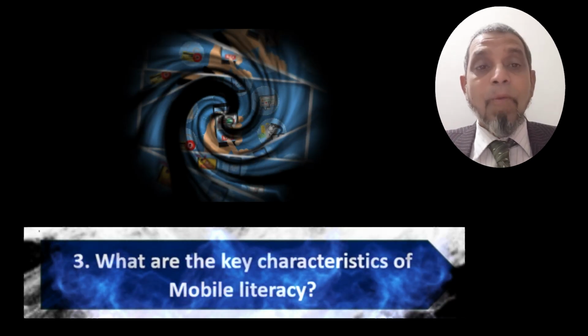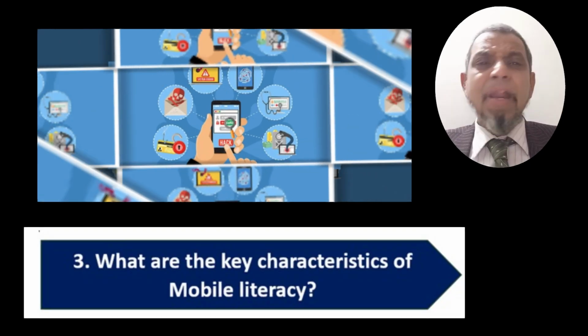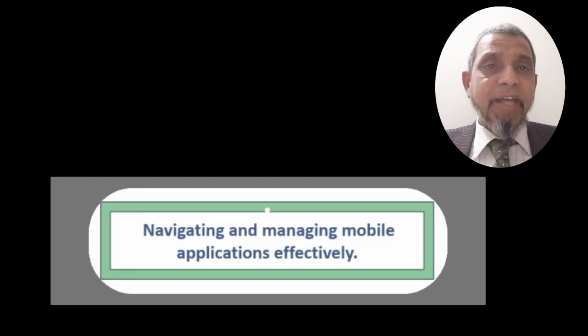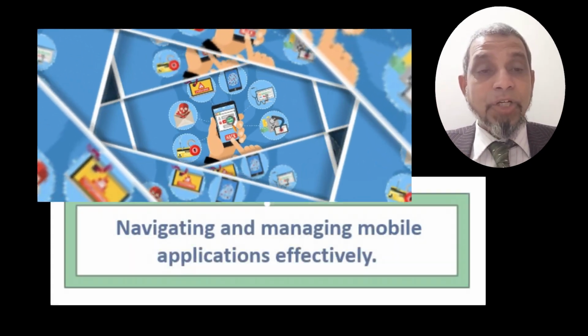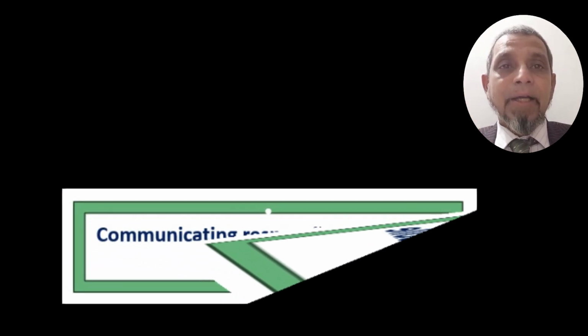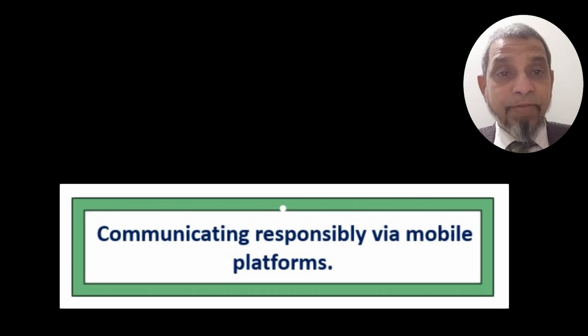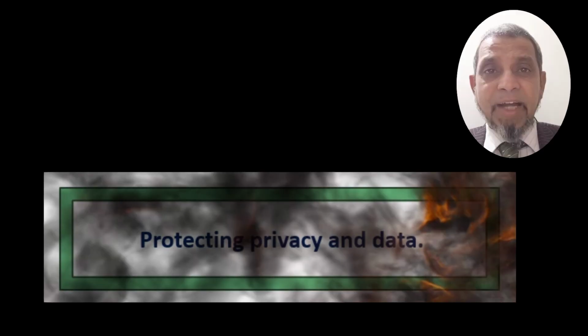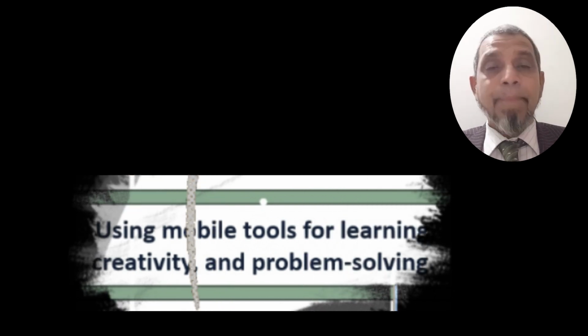Point number 3, what are the key characteristics of mobile literacy? Number 1, navigating and managing the mobile applications effectively. Number 2, accessing and evaluating digital information critically. Number 3, communicating responsibly via mobile platforms. Number 4, protecting their privacy and data. Number 5, use mobile phone for learning and creativity and problem solving.